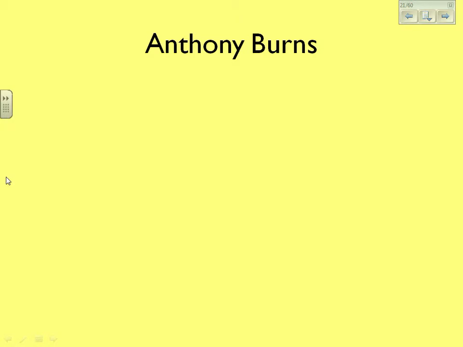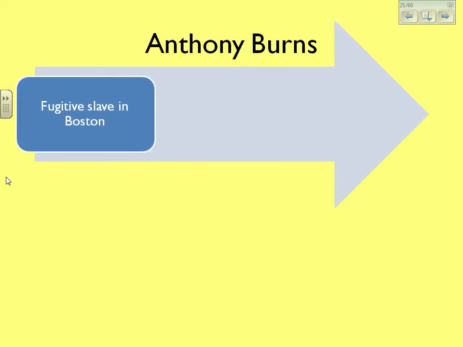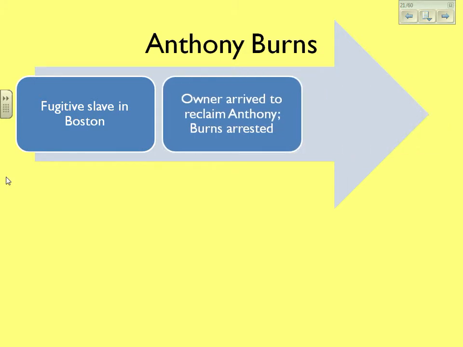Now, Anthony Burns is a good example of what this meant. He's an escaped slave, a fugitive slave, who has escaped to Boston. His owner arrived to reclaim Anthony, and Anthony Burns is arrested and put into prison.